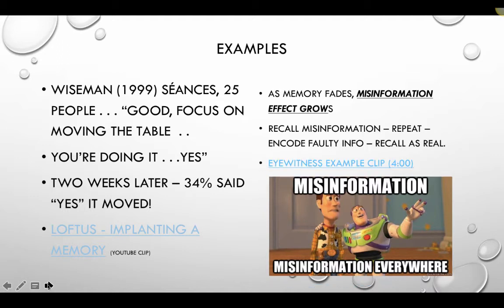Another example of an eyewitness and how inaccuracy can occur, let's take a look at this short clip of an experiment at a university.